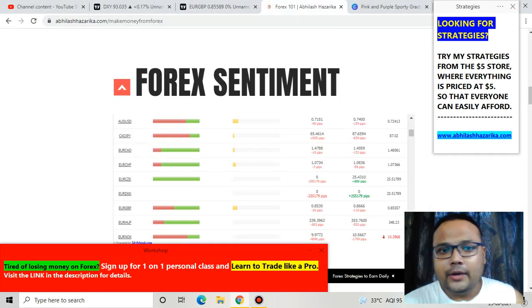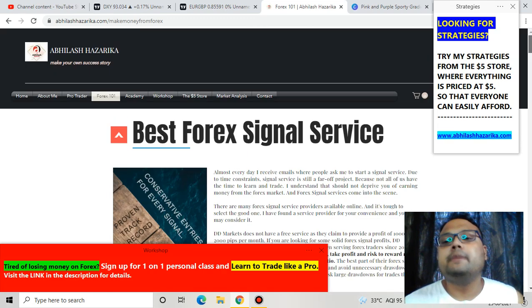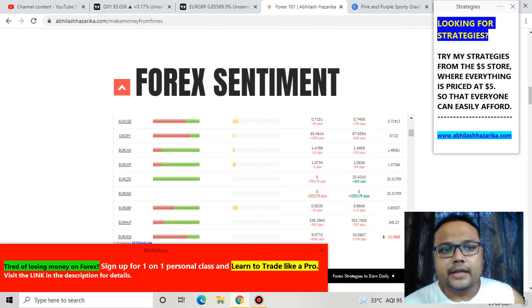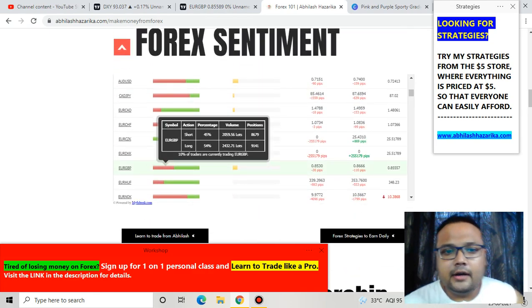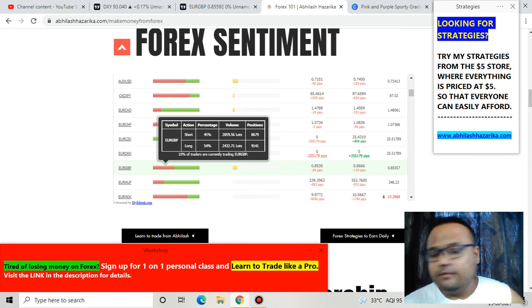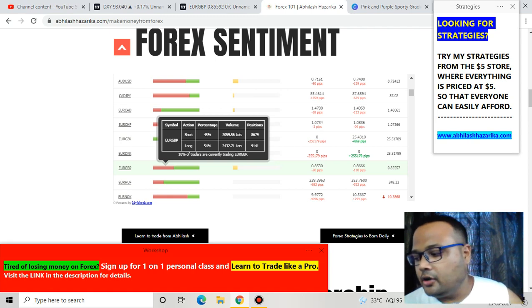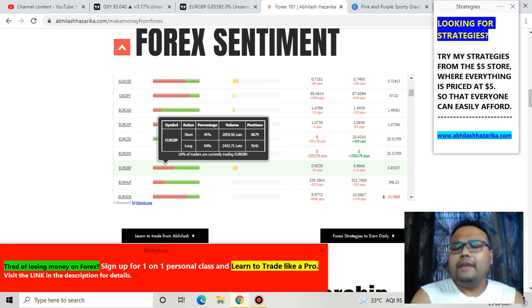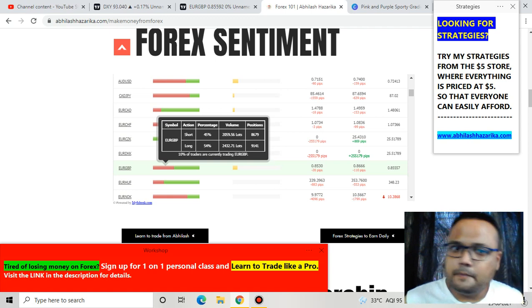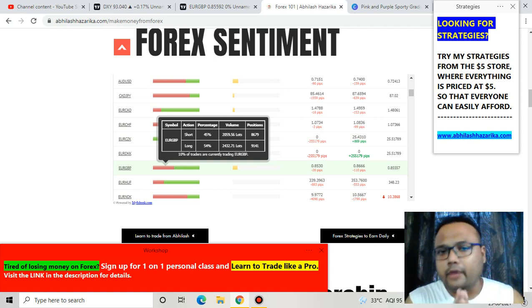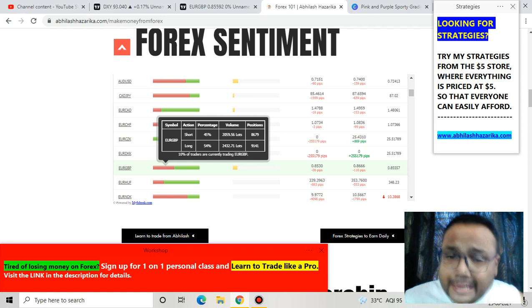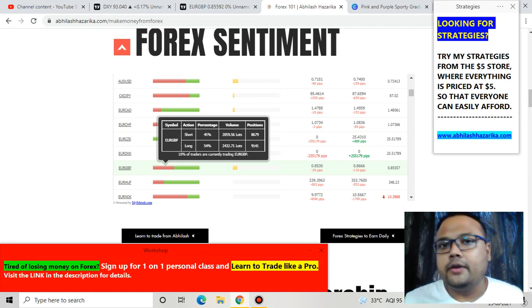And if we look at the Forex sentiment meter here, and you'll find the Forex sentiment meter on my website avilashhazarika.com under the Forex 101 section. In the Forex sentiment meter, you can see that 45% of retail traders have taken a short position and 54% of retail traders have taken a long position. So we do not have any clear-cut picture from the Forex sentiment meter. We can see that retail traders are also very much confused right now. They are also not sure in which direction the market will move.